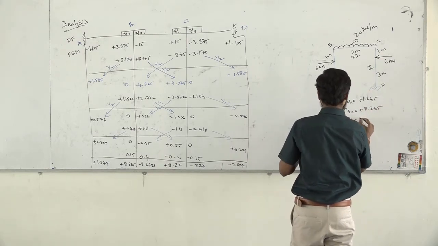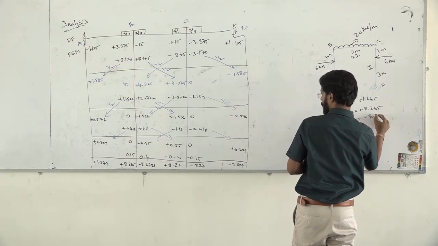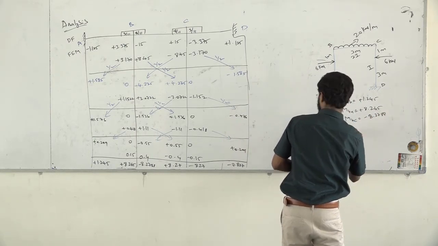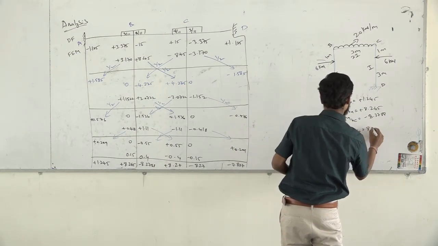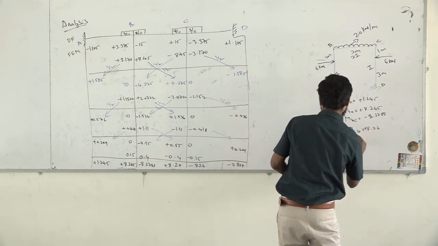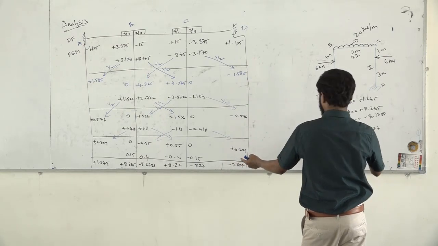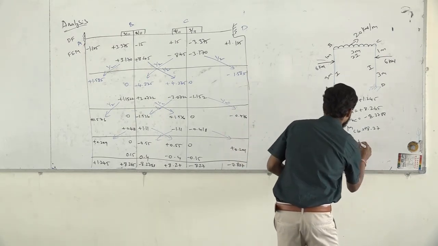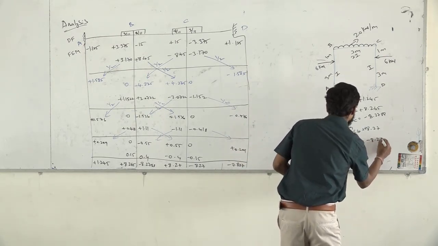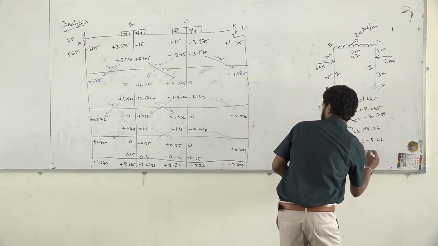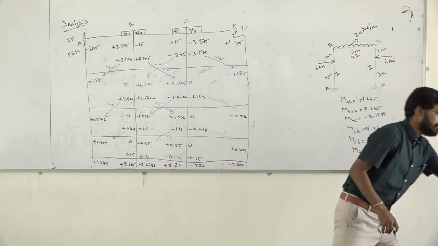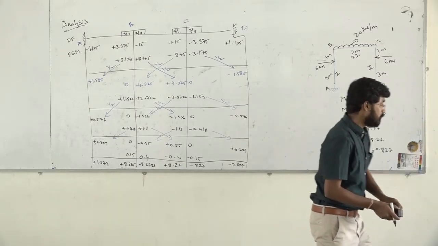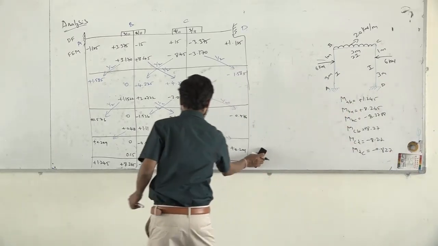MBC, it is equal to minus 8.2788. Same, MCB we have plus 8.27. MCD, it is minus 8.27. MDC, minus 0.827. Now this is our final end moment. So whatever values we have got over here, these are our final end moments.